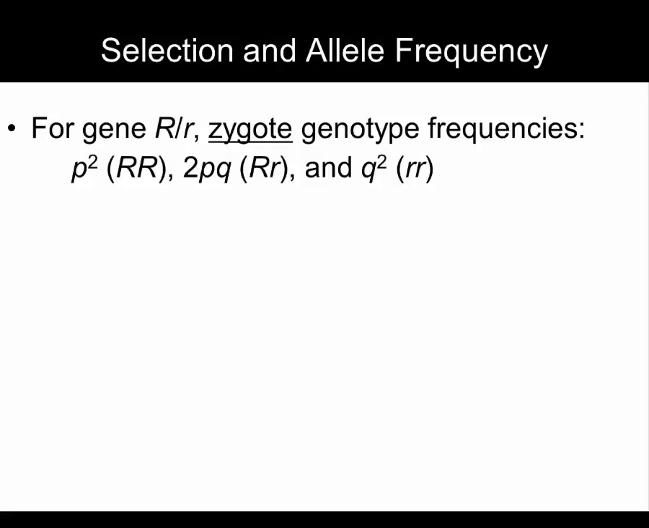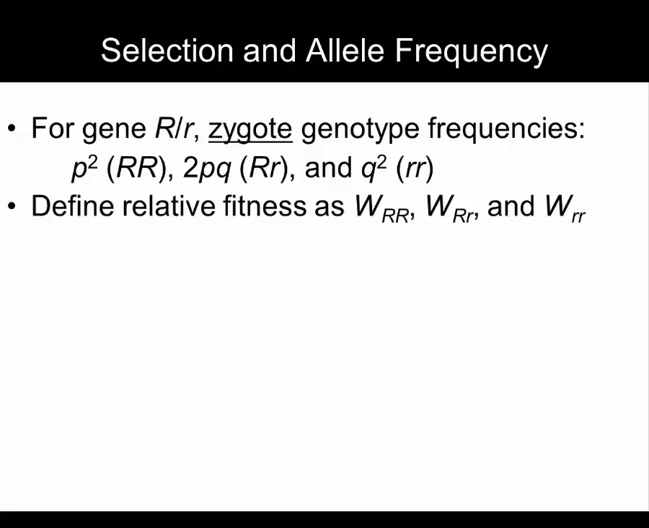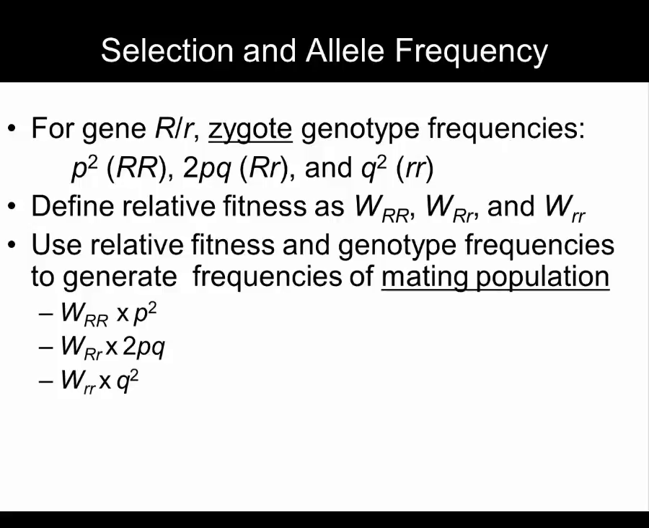So now let's talk about how we apply fitness to Hardy-Weinberg. At conception, the genotype frequencies are still p squared, 2pq, and q squared, as we've previously discussed. Then we need to define the relative fitness for each genotype. The genotype with the highest likelihood of surviving and reproducing is assigned a fitness of 1, and the others are given relative values as appropriate. The genotype frequency for the mating population will be the fitness multiplied by the zygote genotype frequency. For example, the homozygous recessive genotype frequency in the mating population is q squared times its fitness.